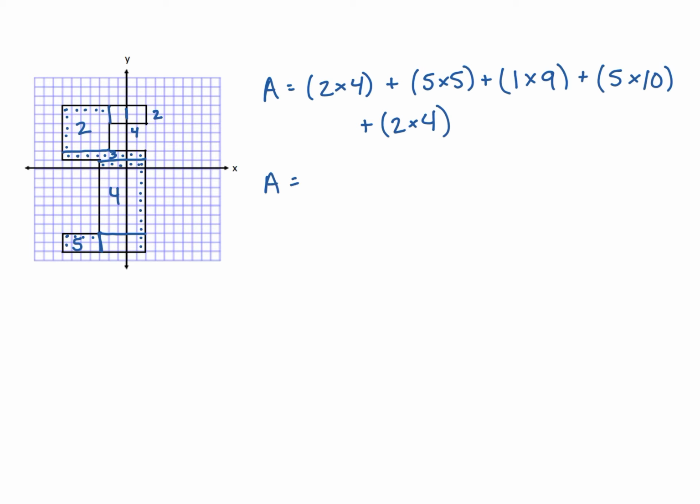So now we need to find the area of each piece. 2 times 4 is 8. 5 times 5 is 25. 1 times 9 is 9. 5 times 10 is 50. 2 times 4 is 8.